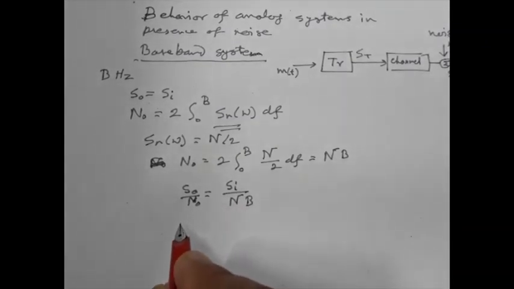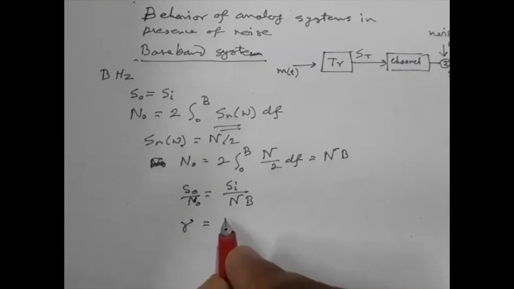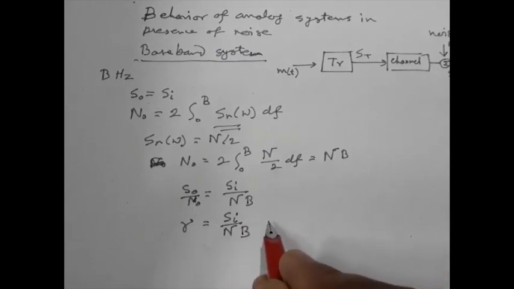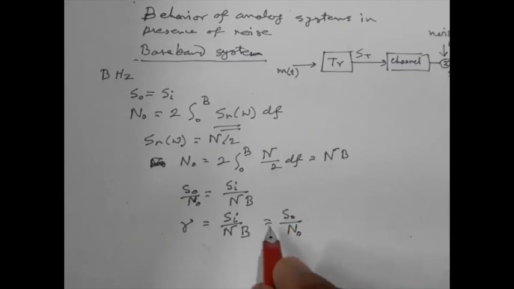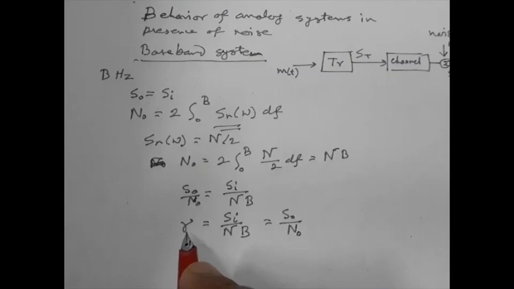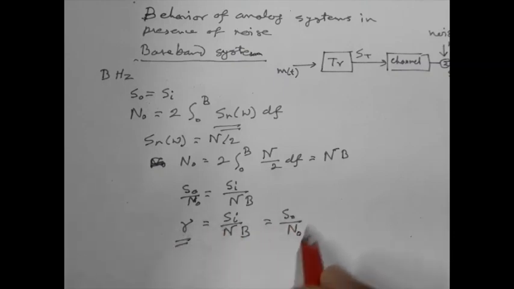Now we define a parameter gamma equal to SI divided by n into B. So that is equal to S0 by N0. Output SNR of this baseband signal is gamma, and we will try to understand the DSB-SC and SSB-SC performance with the help of this parameter.